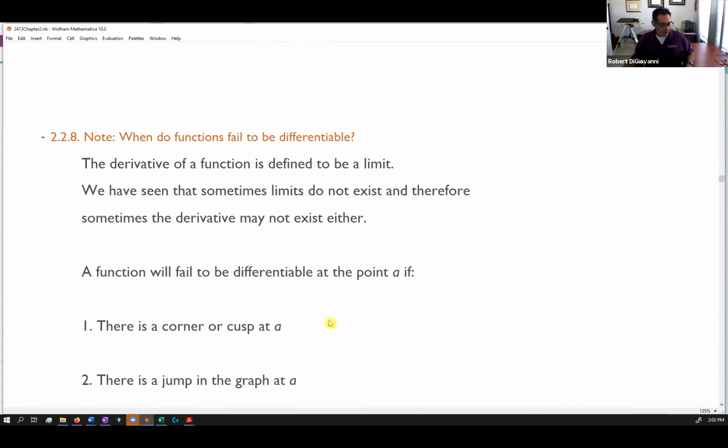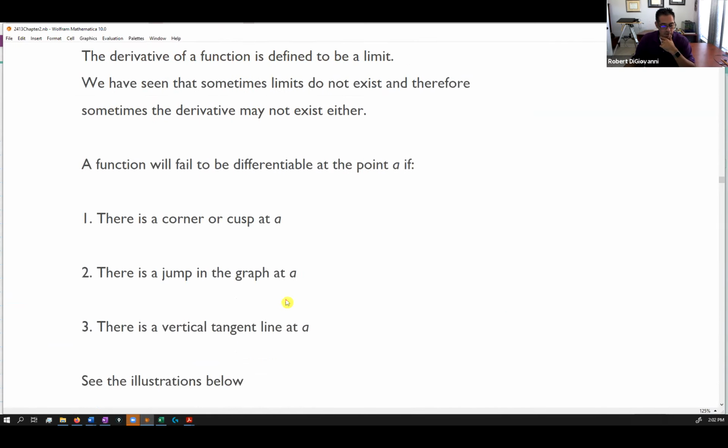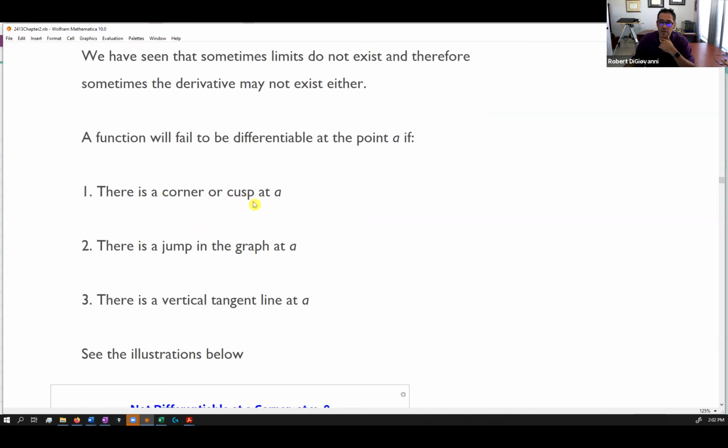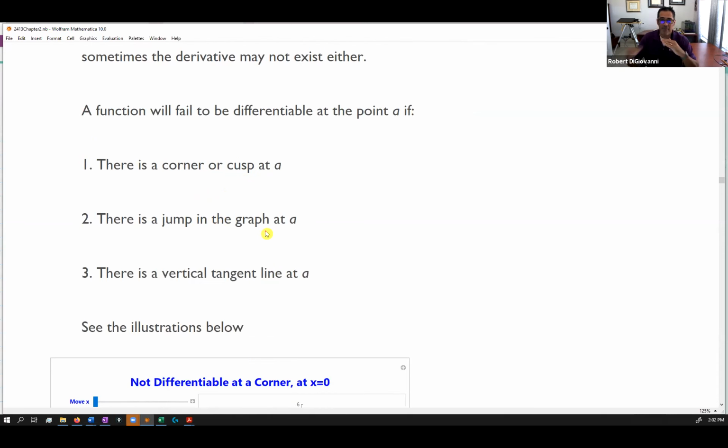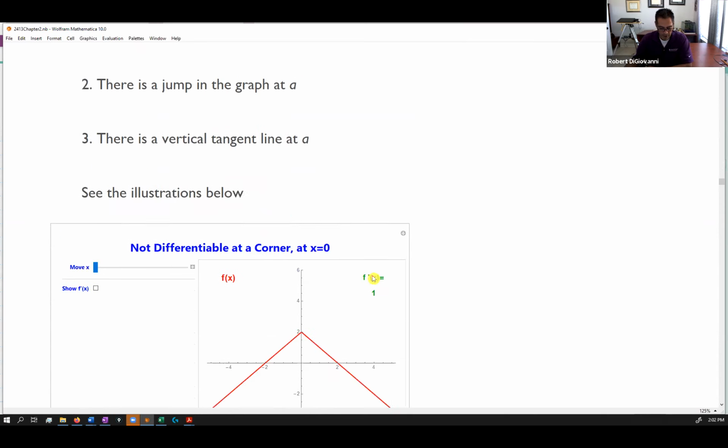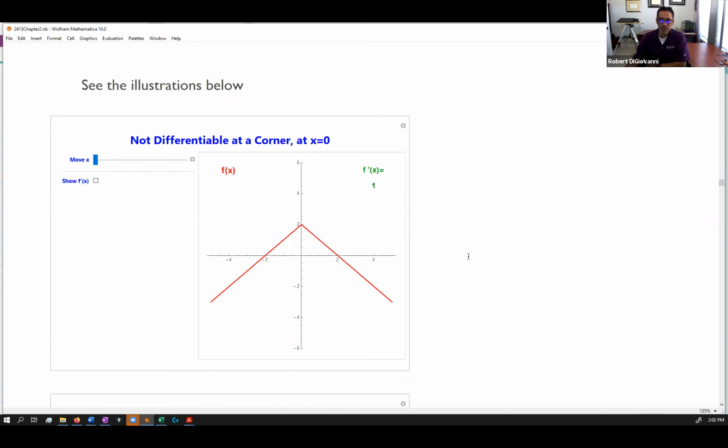All right, so the question becomes, when do functions fail to be differentiable? I've already given you one example. One place they fail is at any sort of corner. If you have a corner or a cusp, you will definitely not be differentiable there. I'll show you what a cusp is in a second. If there is a jump in the graph, so the graph breaks, you cannot be differentiable at that break. And if you have a vertical tangent line, you can't be differentiable there. So here's the first example.